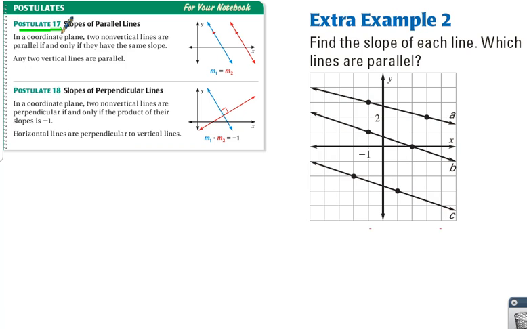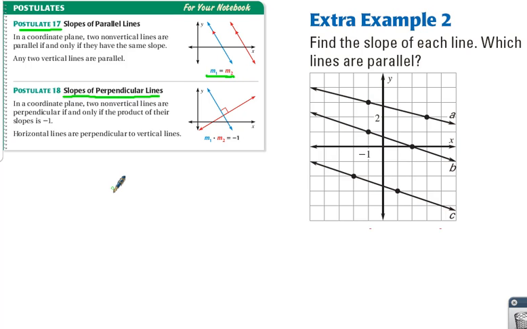Postulate 17, we don't really care about the number, but it's about the slopes of parallel lines. So two parallel lines have the same slopes, so their slopes are going to be equal. So when we do the example to the right over here, we will see if the lines are parallel. If we find two with the same slope, they will be parallel.